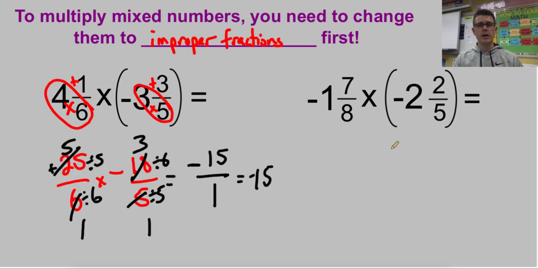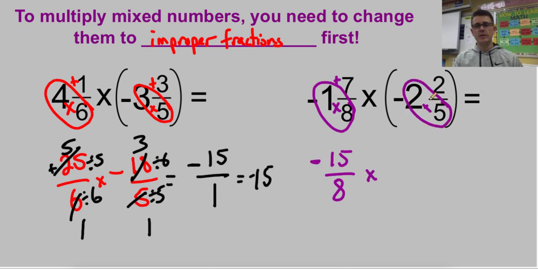Let's try the next one here. Negative 1 7/8 times negative 2 2/5. So changing to improper fractions. 1 times 8 is 8. Plus 7 is 15/8. And the negative hangs out. 2 times 5 is 10. Plus 2 is 12/5. And again, the negative hangs out. Now we look to decide our sign. A negative times a negative means my answer is going to be positive. They cancel each other out.